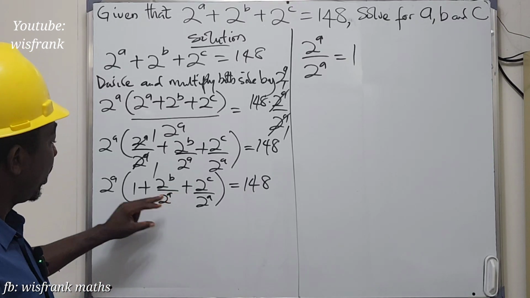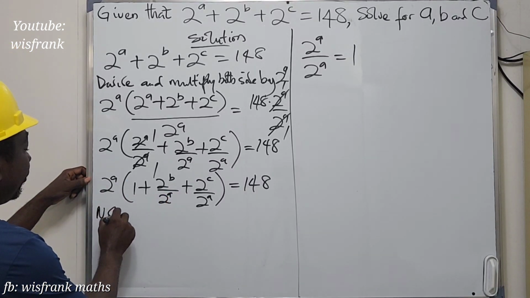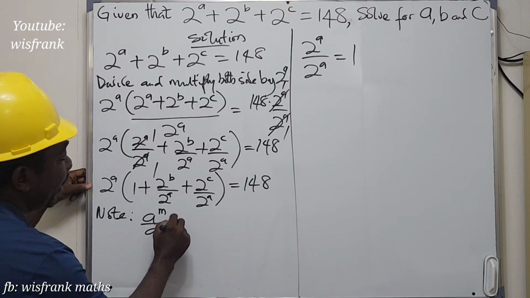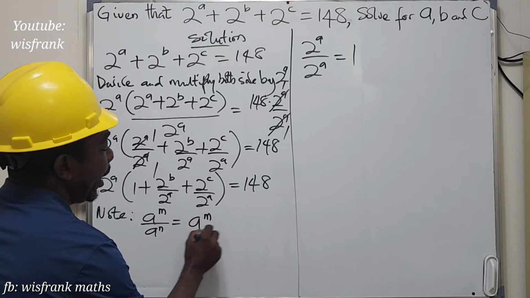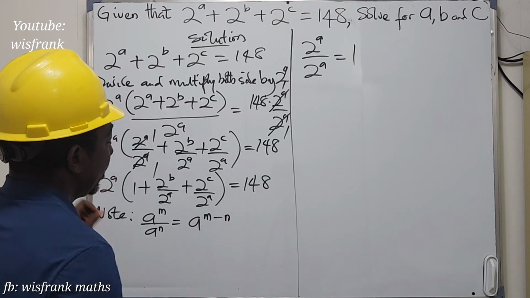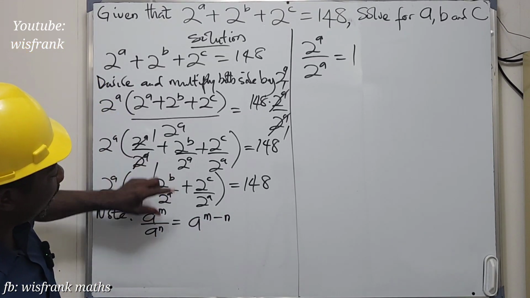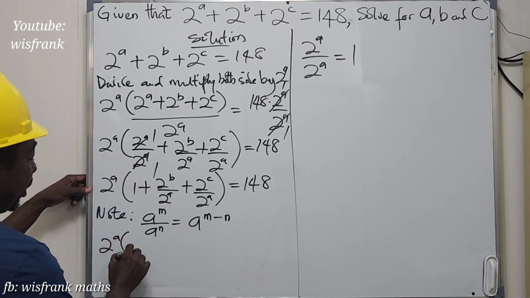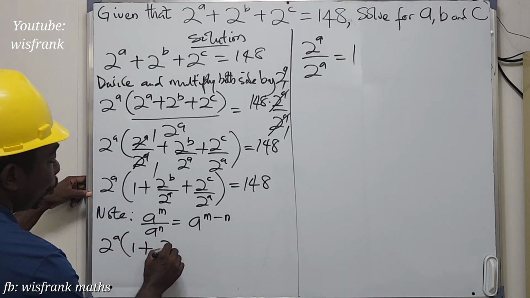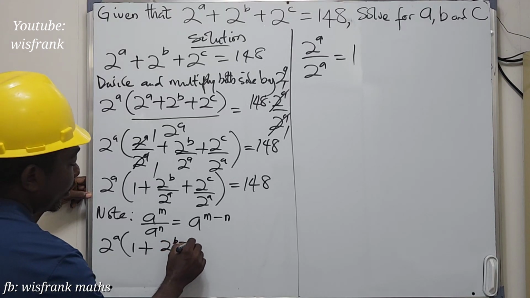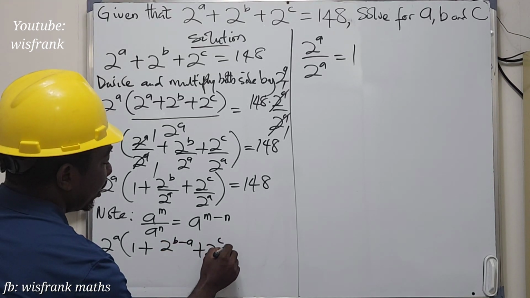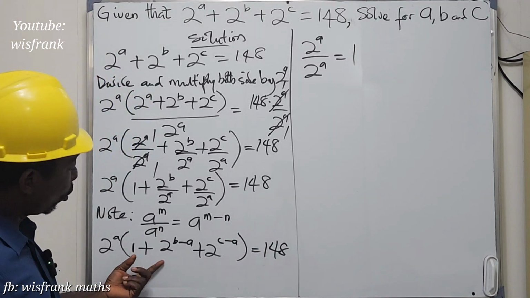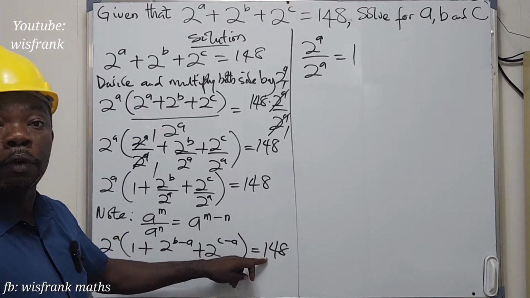So here we have a number to the power of a variable. So here we can recall that when we have A to the power of M all over A to the power of N, it is the same thing as A to the power of M minus N. So this is what we have. We are going to express this in this format. So this will become 2 to the power of A into (1 plus 2 to the power of B minus A plus 2 to the power of C minus A), all equals 148. So we have this and we have 148 here.